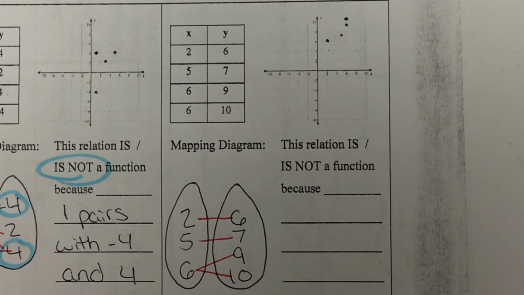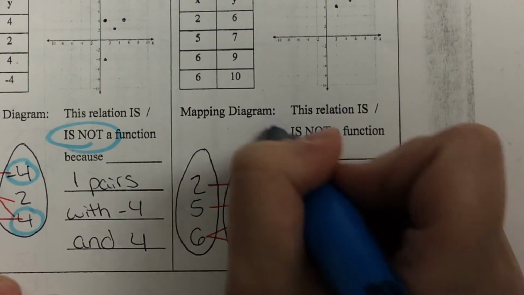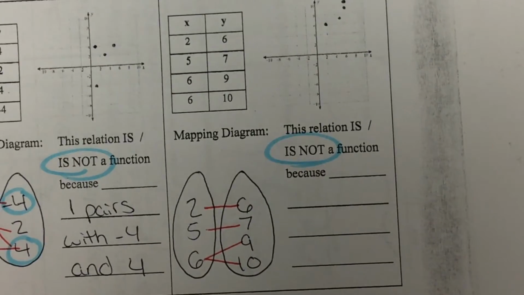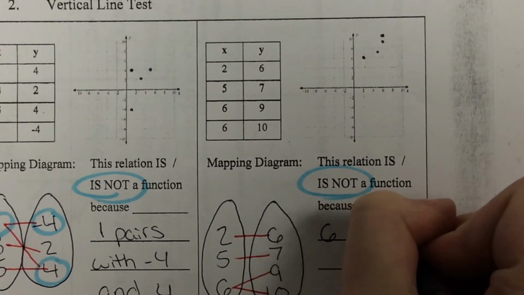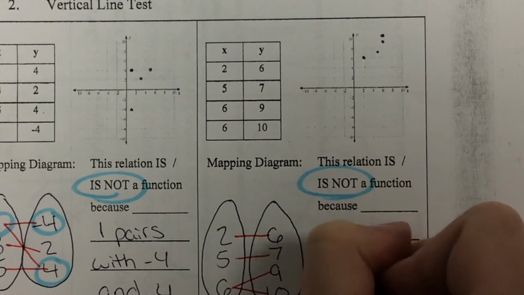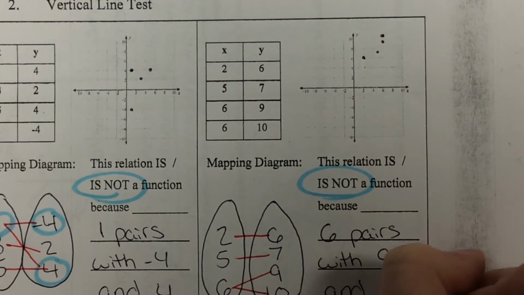Okay. Let's take a look at our mapping diagram and see what's going on here. Once again, we have a value in our domain paired with 2 different values in the range. So that's going to make this not a function, okay? Because 6 pairs with 9 and 10, and it can't do that, okay?